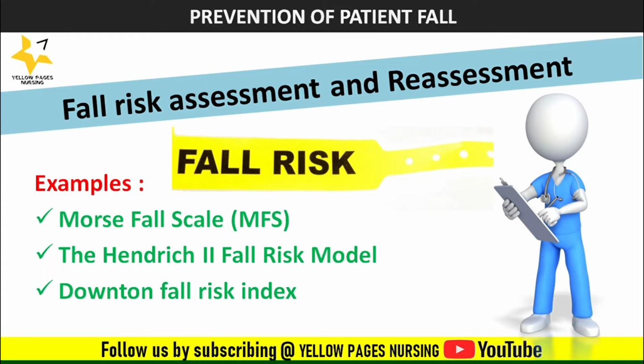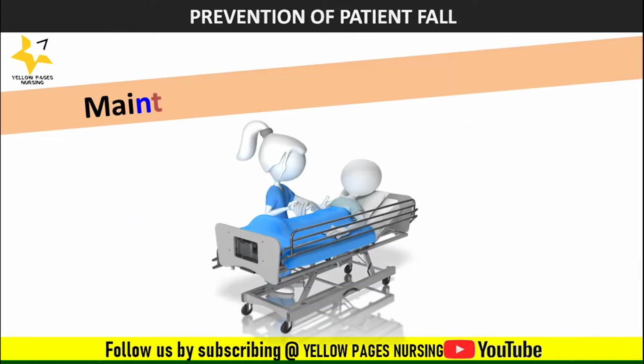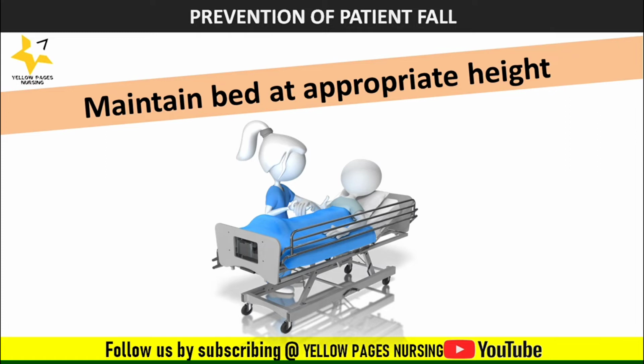Next is maintain bed at appropriate height. Bed's height is appropriate when the patient's knees are at 90 degrees and the feet touch the floor. This height supports the patient's mobility to exit a bed safely. If we raise the bed for doing any nursing care or procedure, then bring the bed back to the normal position after finishing the procedure.